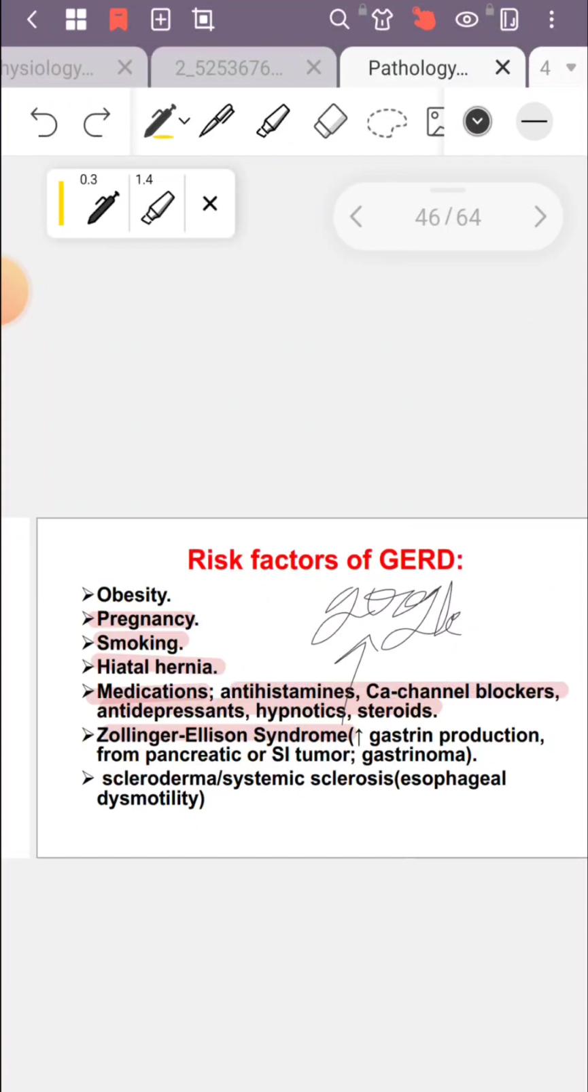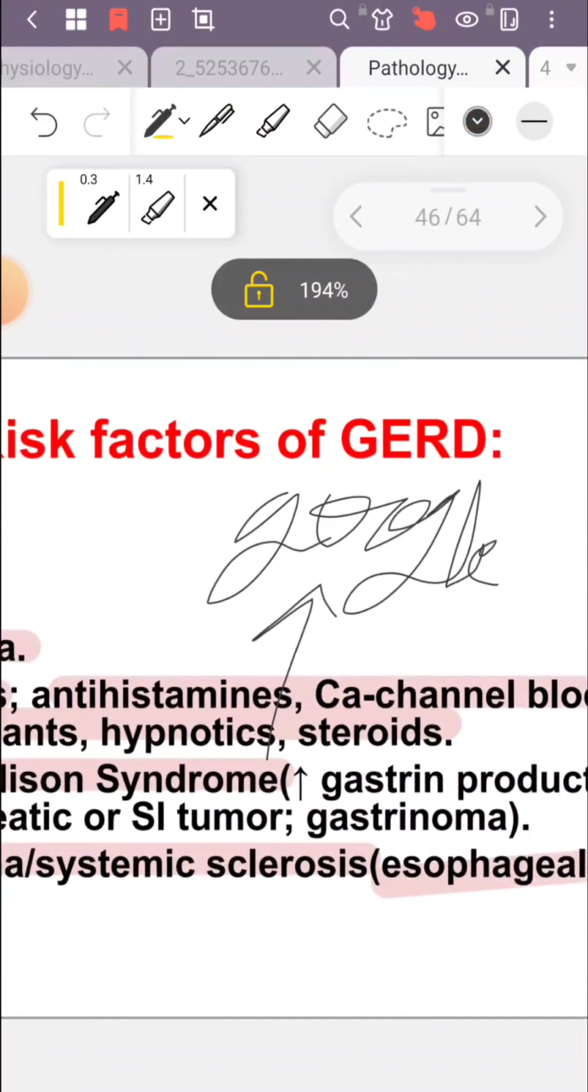Okay, there is also connective tissue disease, scleroderma or systemic sclerosis, which results in esophageal dysmotility or improper movement of the lower esophagus.